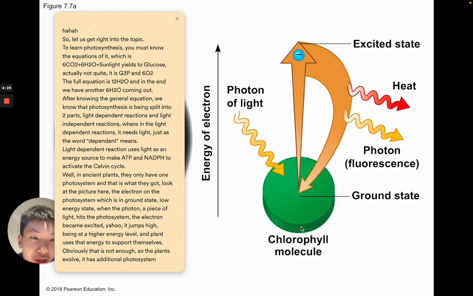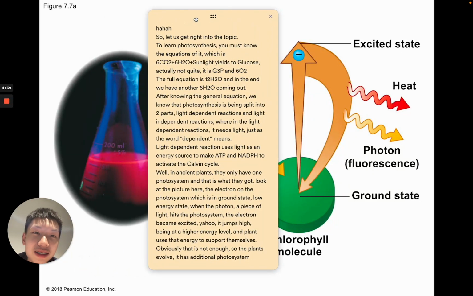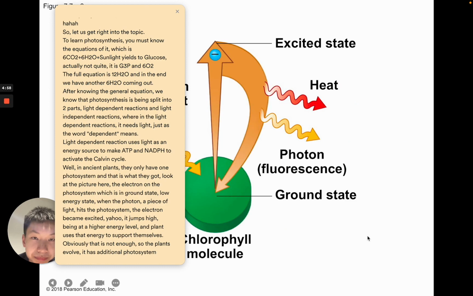Notice that in the picture, the heat is still shown. Why? Because all reactions lose some energy. Yes, and it is causing entropy in the universe, which you're going to learn about later. So basically, for the ancient plant, this is not enough, right? They cannot survive depending on this, so they evolved, and we have another photosystem added.